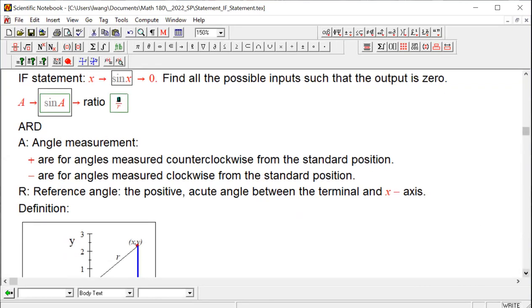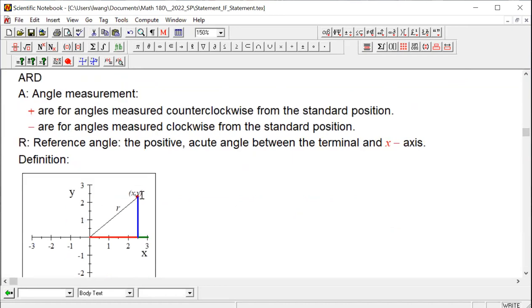And what is that Y? Y must be 0. What happens when Y is 0? Your terminal is either this one or that one. Do you follow me? So from the definition, our terminal, I'm going to use the golden color, in order for sine x to equal 0, the terminal is either this one or that one.